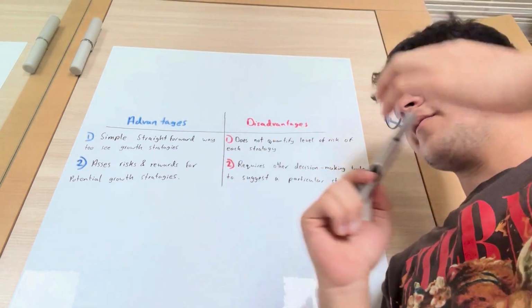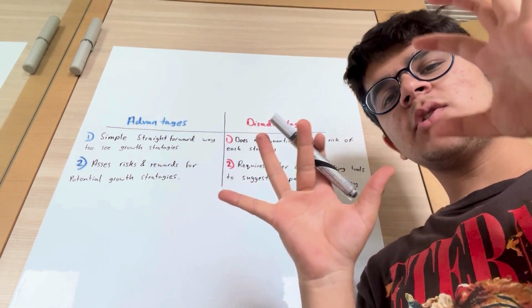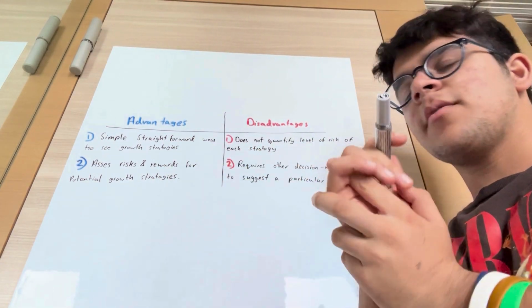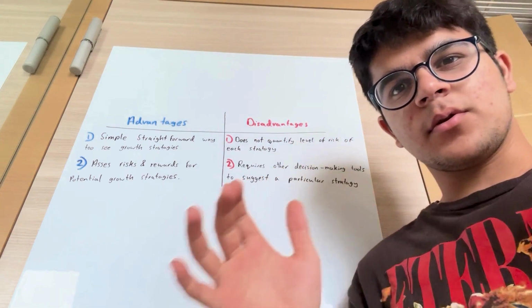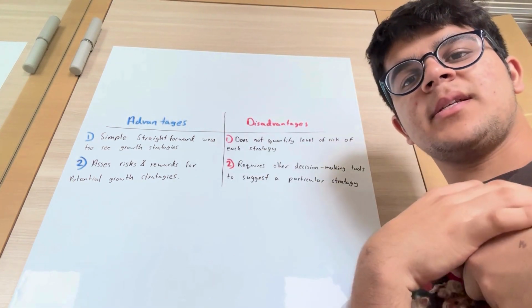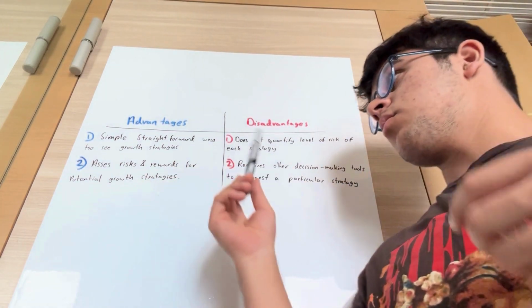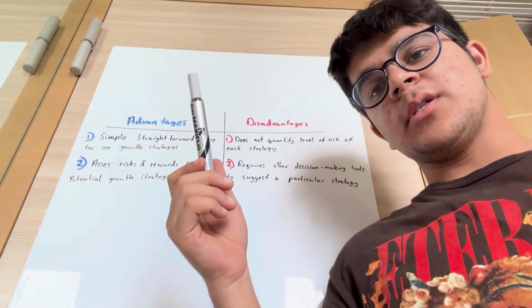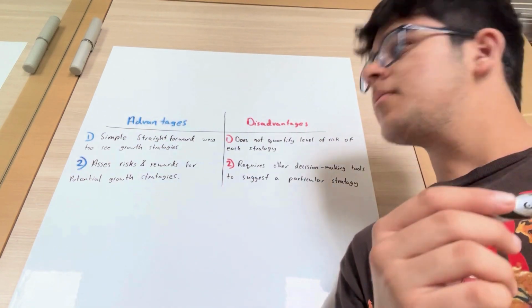Strengths of the Ansoff Matrix. The first advantage is that it's a very simple and straightforward way to see your potential growth strategies. So it's very simple for people to understand, even if they don't have the education to understand the complexities. Secondly, it helps you assess your risks and rewards for potential growth strategies. So it can help you evaluate which one will be better, which one will be worse.